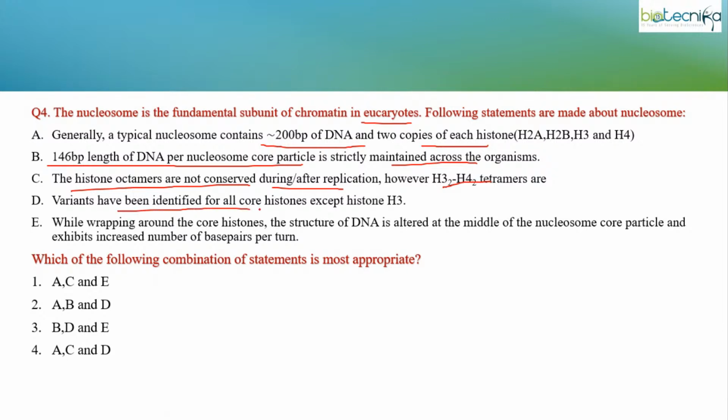Variants are identified for all the core histones excepting histone H3. While wrapping around the core histones, the structure of DNA is altered at the middle of the nucleosome core particle and exhibits an increased number of base pairs per turn. Now you have to identify the correct combination of statements from here. So these are the kind of questions you can expect from this topic in the exam.